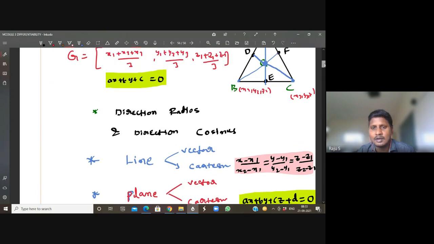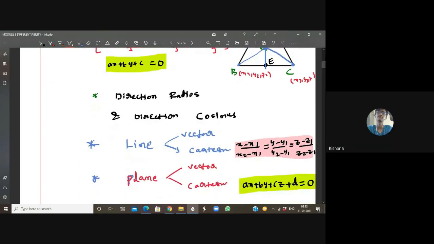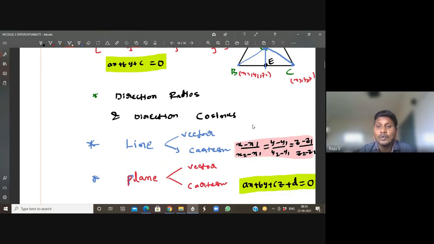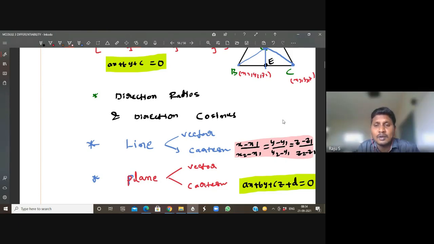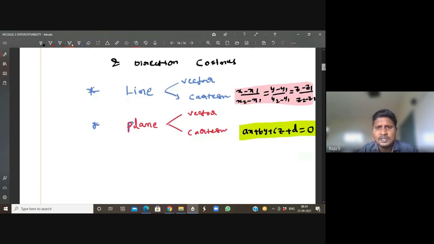Does the formula x minus x1 by x2 minus x1 give the slope of the line? It is not the slope of the line. The slope of the line is y2 minus y1 by x2 minus x1. Generally, x minus x1 by x2 minus x1 equals y minus y1 by y2 minus y1 is the two-point form, the line equation in two-point form. Here also, this is the line equation in two-point form. It's not the slope-intercept or slope-point form.